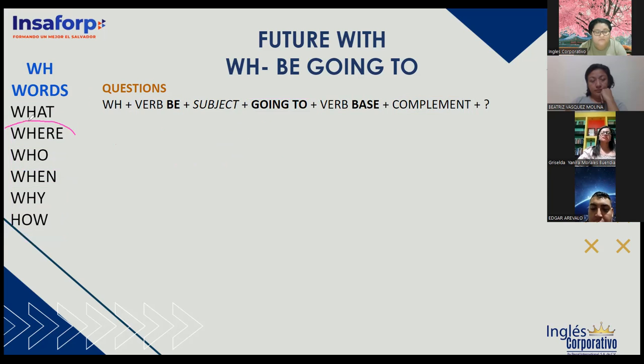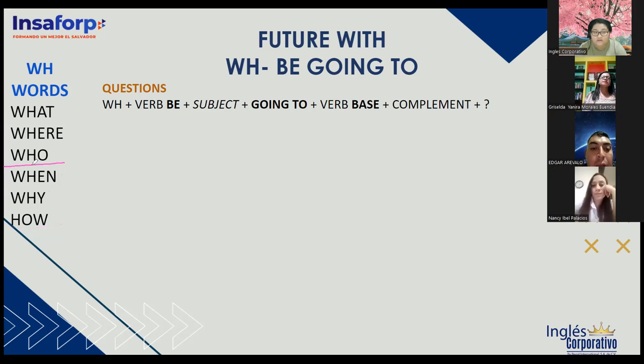Cuando tengo una pregunta con where, ¿qué me está pidiendo? Lugares. ¿Dónde? Ajá, lugares, places, right? Si digo who, me preguntan sobre personas, right? ¿Quién? Ajá, personas. Si digo when, ¿cuándo? O sea, tiempo, right? Puede ser día, hora, ajá, tiempo. Si me preguntan why.